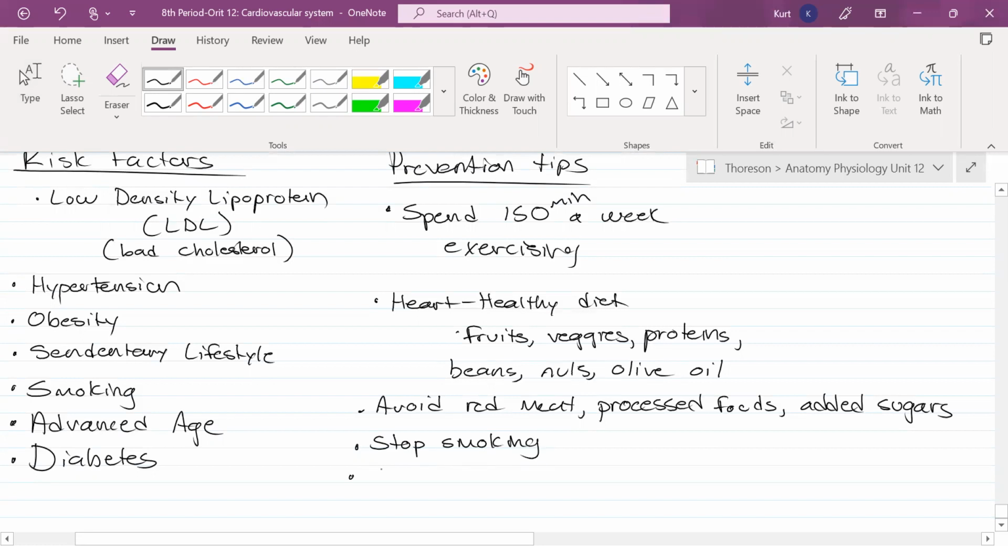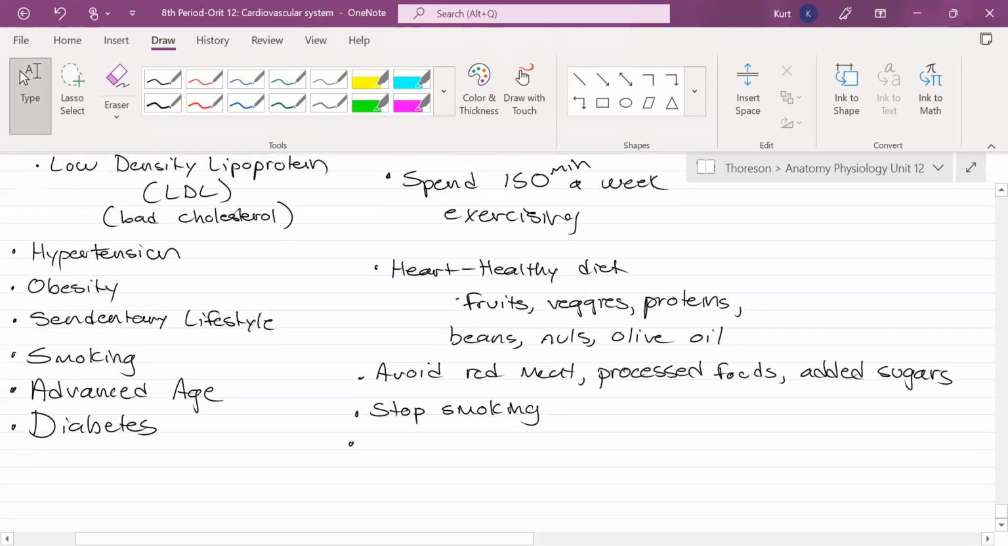Stop smoking. Now, I'll repeat myself that we don't know the effects of vaping on the body yet. We do know that it causes chemical pneumonia. We don't know what it does to the heart yet. Do you want to be the guinea pig? Get 7 to 9 hours of sleep a day. I know, I wish. And then reduce your stress.